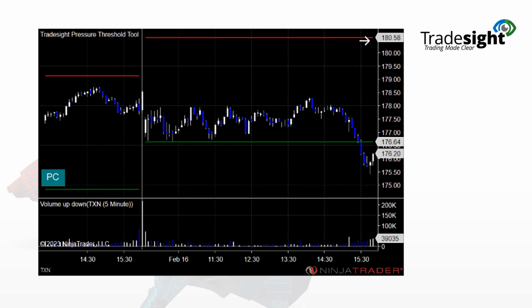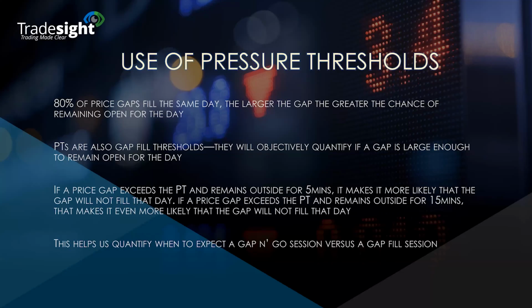80% of price gaps fill the same day, right? This is factual, we know this. The larger the gap, the greater the chance of remaining open for the day. So if you have a small gap in the market, it's going to fill usually pretty quickly. It doesn't matter if it's stocks, futures, or whatever. There's no gaps in Forex except for over the weekend. But 80% of gaps fill the same day. The larger the gap, the greater the chance of remaining open for the day, right?